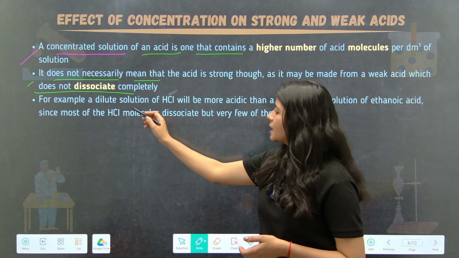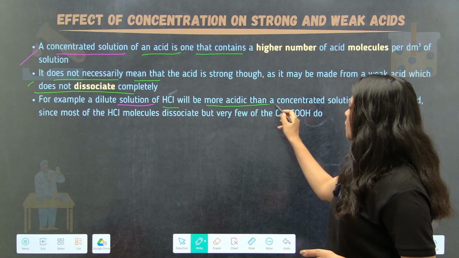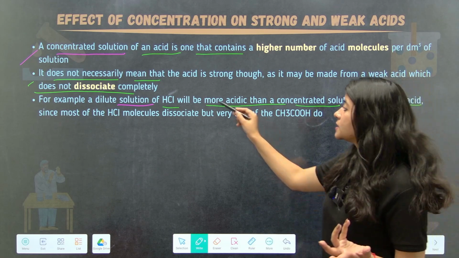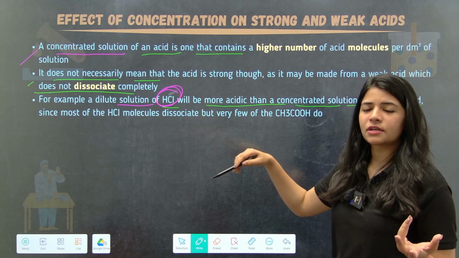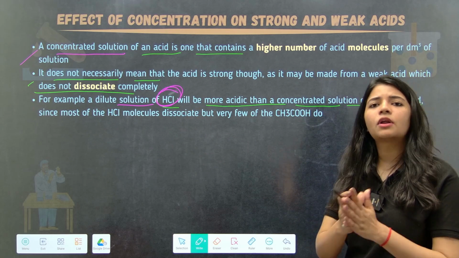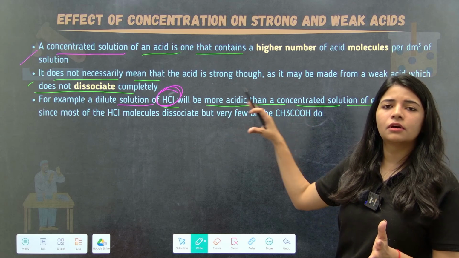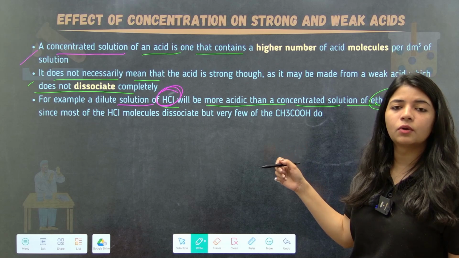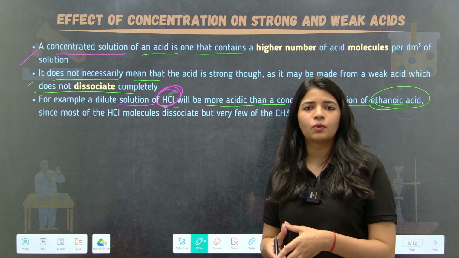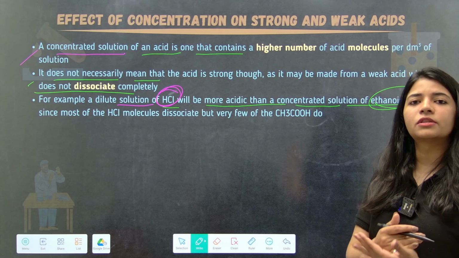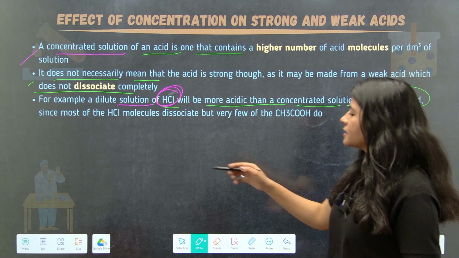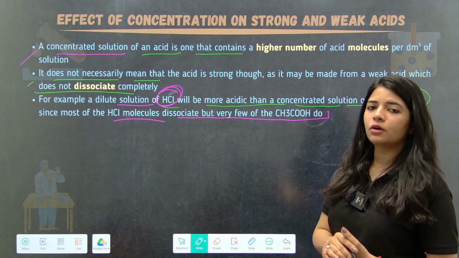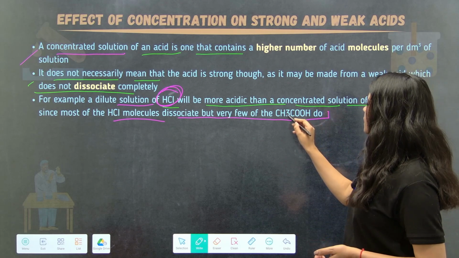We never know. For example, a dilute solution of HCl will be more acidic than a concentrated solution of ethanoic acid. Definitely. Why? Because HCl will 100% break down into its ions. So even if it is diluted, the number of H plus ions remains the same if we are comparing the same volume. But ethanoic acid is a weak acid, and we already know it will not completely dissociate into its ions, it will partially dissociate, hence the concentration of H plus will be lesser. Since most of the HCl molecules dissociate, but very few of the CH3COOH do, which is your ethanoic acid.